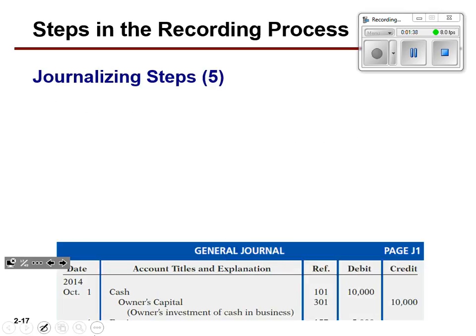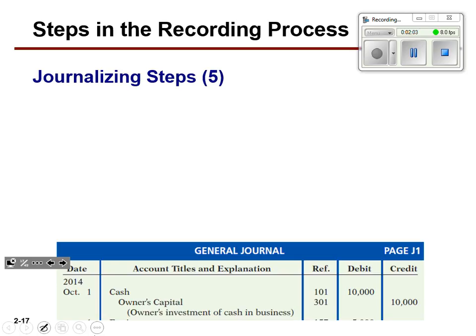What does a journal look like? It looks like this, and it should be in your notes. It's called a general journal. The only organization to it, really, to me, is the chronological. You know, October 1st, and then October 2nd, and October 3rd, and 4th, and 5th, all the way through the month.